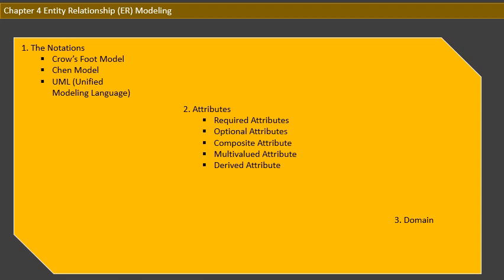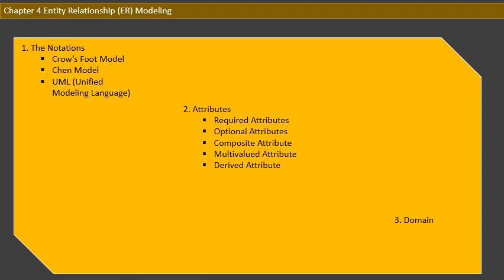Then you have optional attributes, which are just the opposite: they can have a value, but they can also be left empty. Next you have a composite attribute, which is an attribute that can be further divided or subdivided to yield additional attributes. A good example of this would be address. If they ask you for an address, it could be divided further into street, city, zip code, and so on.